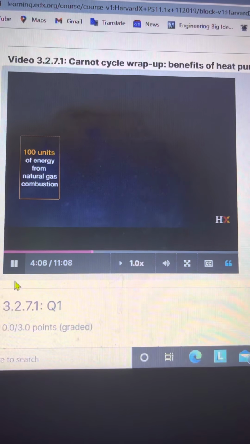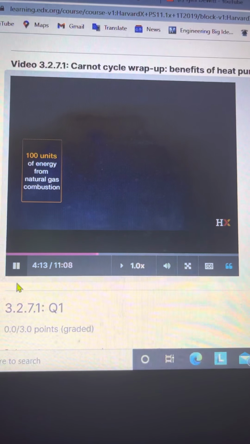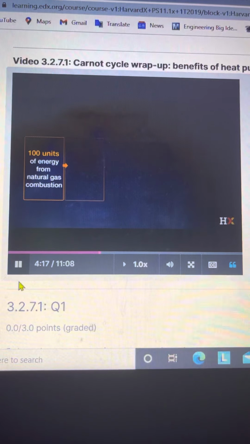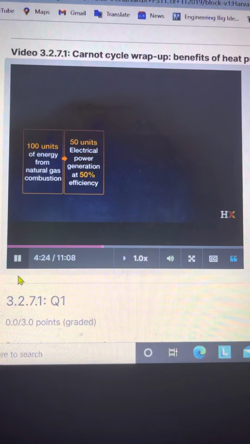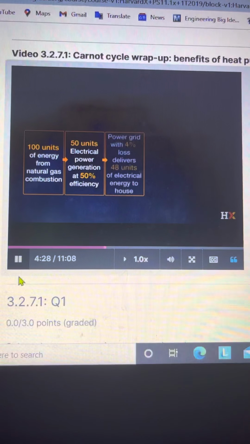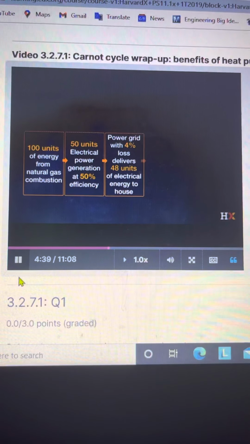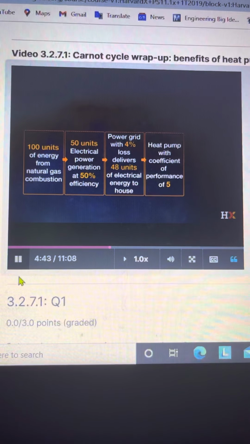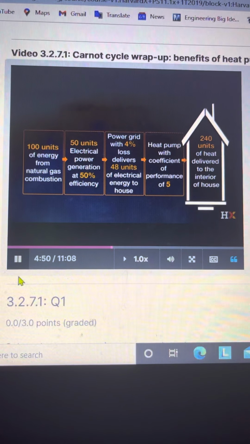So let's calculate what that means. Let's assume we're still generating electricity with fossil fuels. Now, of course, when we go to renewables, then the renewables deliver 100% of the power we're talking about. But let's assume we've got a natural gas burning power plant and we put in 100 units of chemical energy. And if that power plant is 50% efficient, it means we're generating 50 units of electrical power. Now, when we transfer that power to the house, we're going to lose somewhere between 1 and 5%. Let's say we lose 4%. That means we have 48 units of electrical power delivered to the house. So now I multiply this by this factor of 5, which is the coefficient of performance, and I come out with 240 units of heat added to the house.